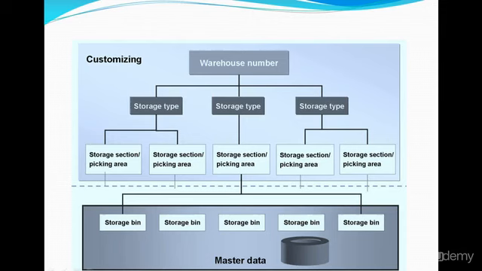So we all know the org structure of a warehouse. The warehouse number is a 3-digit alphanumeric key which is of the highest rank, and below the warehouse number we have something called the storage type, and then we have the storage sections and the picking area below the storage types. So under the storage sections we have storage bins which are master data.